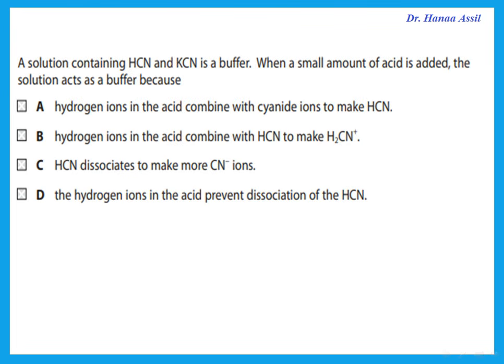Another question: a solution containing HCN and KCN is a buffer. When a small amount of acid is added, the solution acts as a buffer because what? Remember that in this case, HCN is a weak acid. It will ionize in a reversible reaction. If I add H plus ions, this causes the equilibrium to shift to the left, and that means hydrogen ions combine with the cyanide ions to form HCN.